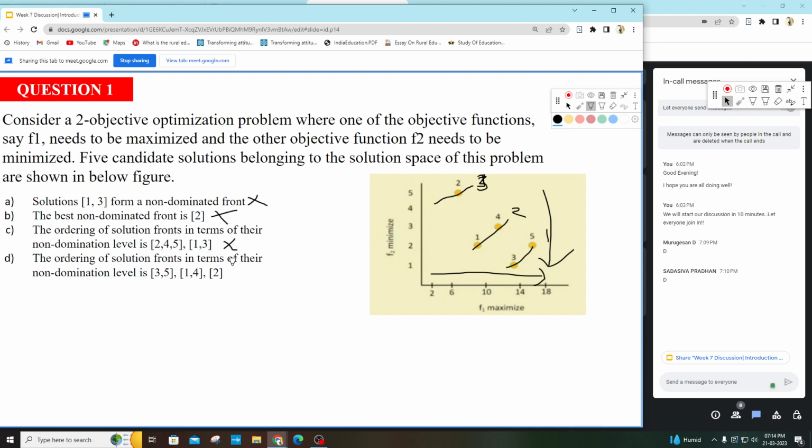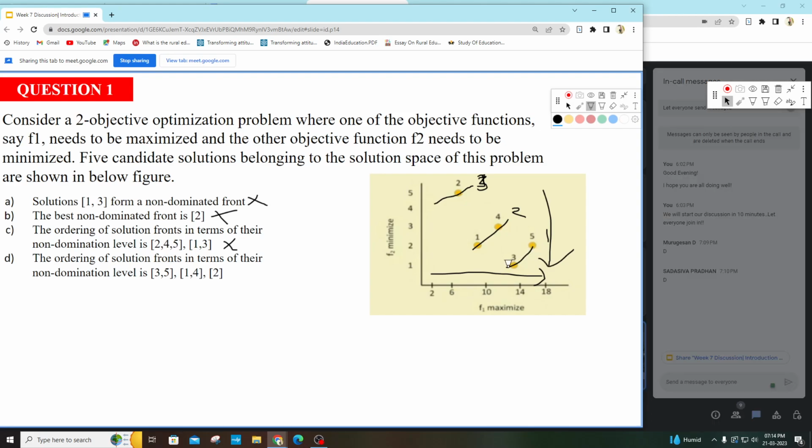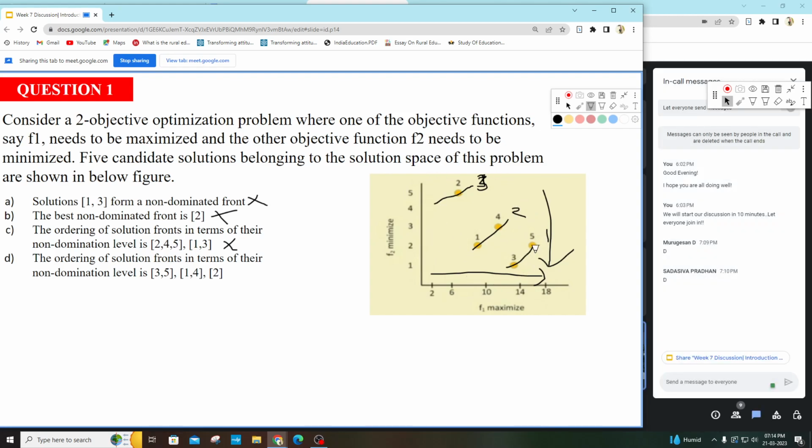And D, the ordering of solution front in terms of the non-domination level is 3 5 1 4 and 2. Now I have told you the best rank is given to the most non-dominated front. The most non-dominated front is 3 5, because if we draw an ellipse like this, it is at the extreme end of the ellipse and in the fourth quadrant. So 3 5 is the most non-dominated front, followed by 1 4 and followed by 2. So answer D is your correct answer.